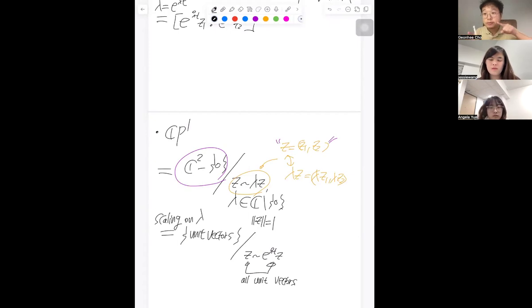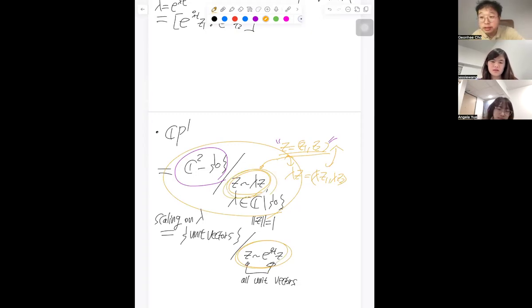But the perspective is slightly different. The first perspective is that we consider an arbitrary vector in C2, but we identify this way. But we know that we can scale by lambda, so that we start from just collecting the unit vectors. Then we still need to identify these two. These two have the same relation as before, because as long as z is identified with lambda times z, z should be identified with e to the itz. Why not? And because we are only collecting the unit vectors.